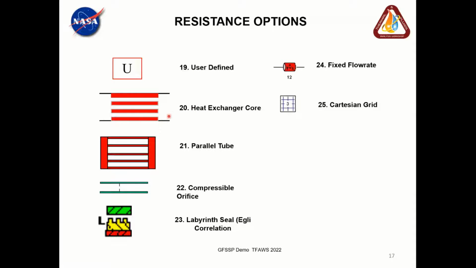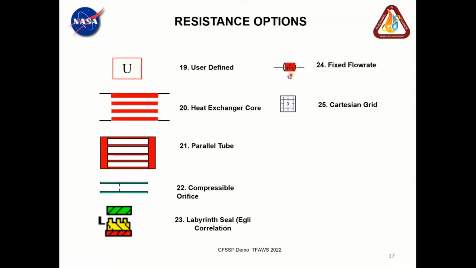It has an option to predict pressure loss in a heat exchanger core. For parallel tubes, if you want a manifold where you can safely assume the flow rates are all equal, then you can use the parallel tube option to calculate the pressure drop between the headers. Compressible orifice, which is a very widely used option, allows you to calculate the choked flow through an orifice. And there is another labyrinth seal option called the Egli correlations.